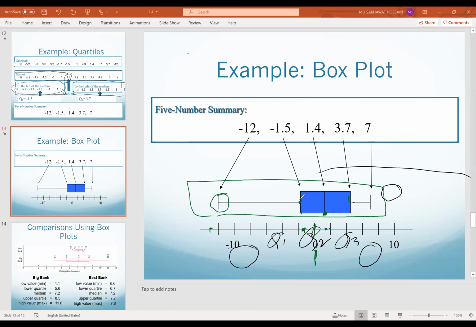So you can use this box plot to compare two data sets. You can compare the center of two data sets. You can also compare the spread of the data sets based on the box plot.